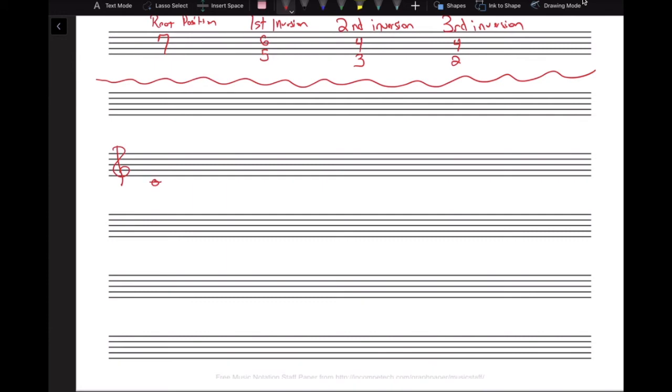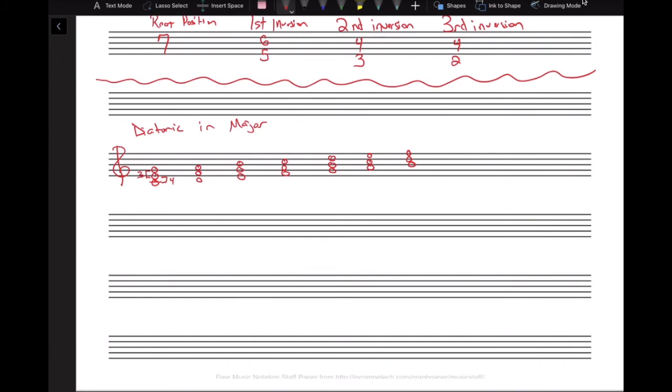So there's C, D, E, F, G, A, B. Okay? If we build a triad from the C major scale, and just go root, 3, 5, root, 3, 5, we build these chords. These are the diatonic chords in major. So if you analyze this and you count the half steps between C and E, you have 4. E and G is 3. This is a major triad.